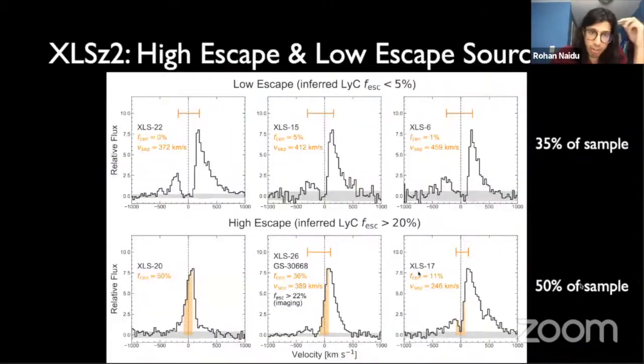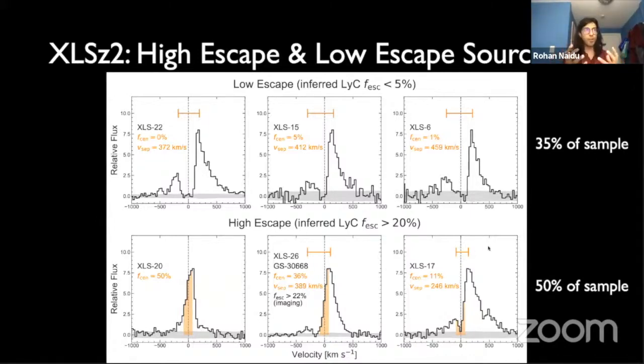So we apply these metrics to the XLS sample, and we pick out the high escape sources and the low escape sources. So about 35% of our sample has profiles like these, which don't have any flux at all at the line center, very wide peak separations, likely very low Lyman continuum escape. And about 50% of our sample has these really interesting profiles where you have a lot of Lyman-alpha escaping right at the line center, very narrow peaks, so very likely to have high escape fractions.